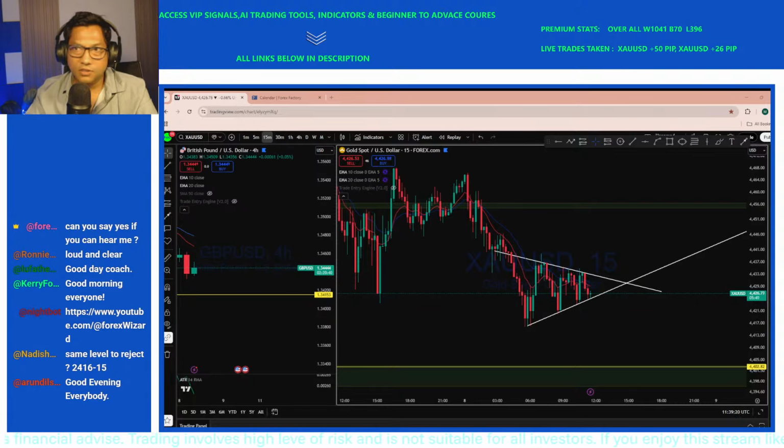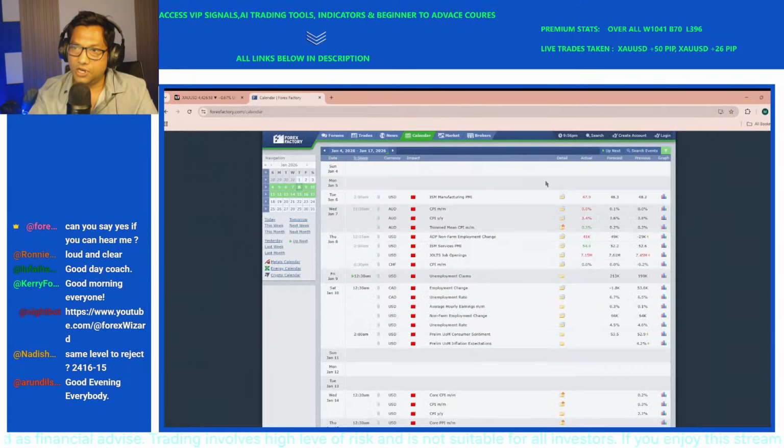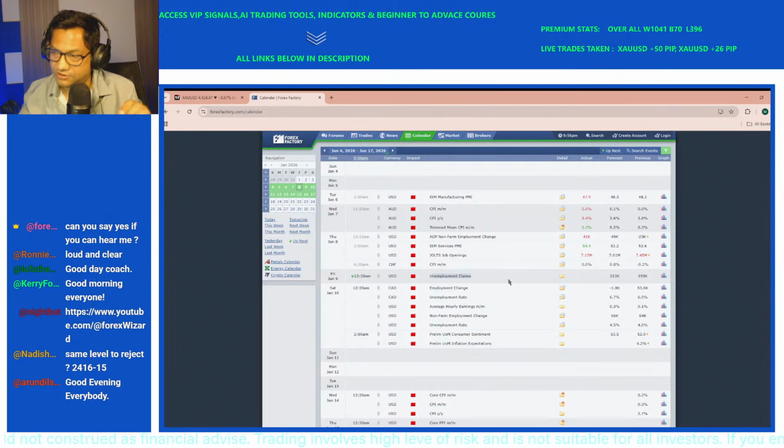Coming up, important news, which is the employment change. If you look at unemployment claims, but this is on CAD tomorrow. So unemployment claims, and it's less than 2 hours away.